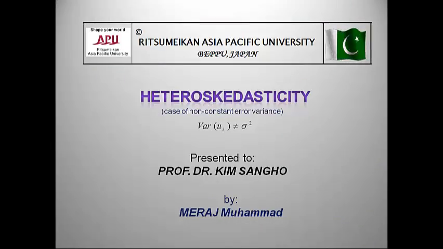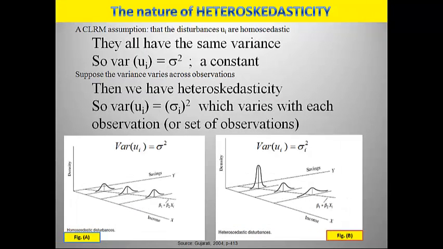Today, the topic of our discussion is heteroskedasticity, the case of non-constant error variance, where the variance of Ui is not equal to sigma square. So let's see what the nature of heteroskedasticity is. According to the classical linear regression model assumption, the disturbances Ui are homoscedastic. It means they all have the same variance. So the variance of Ui should be equal to sigma square, a constant. But suppose the variance varies across observations. Then we have heteroskedasticity. It means variance is not constant over observations.